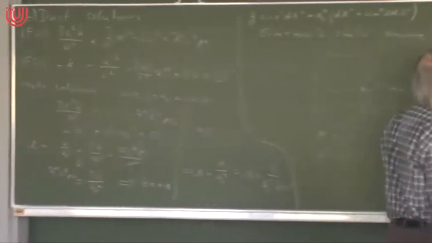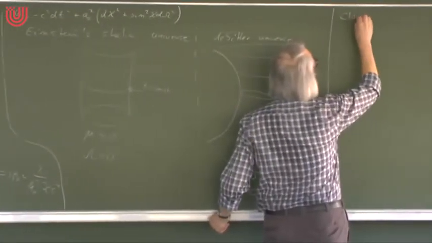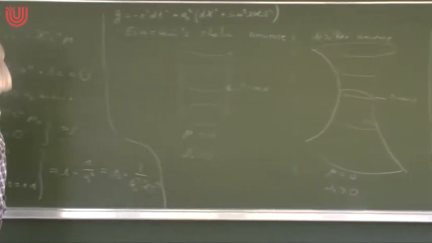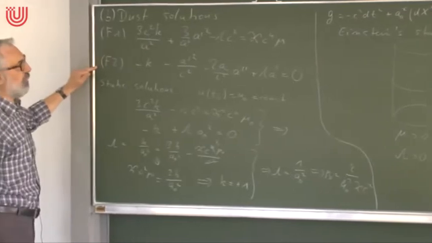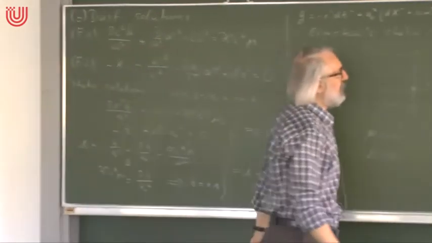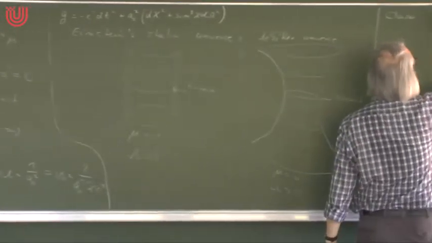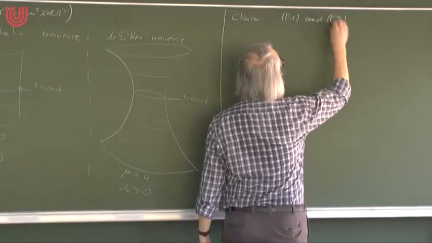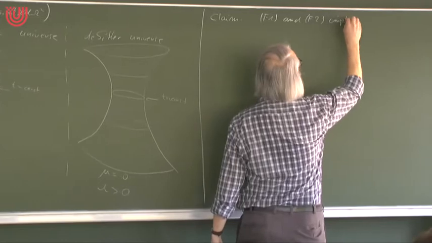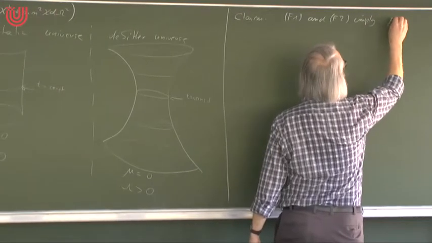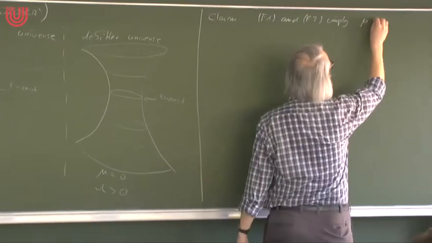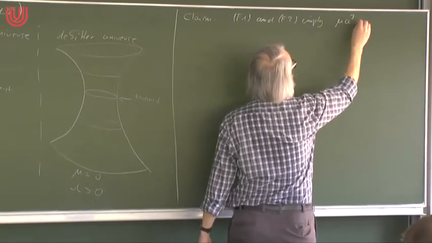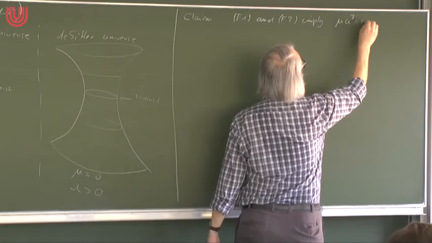And to do this, as an intermediary step, we have to derive from these two equations a conservation law. So my claim is that F1 and F2 together imply that this quantity mu, which is a function of t, times a, which is a function of t, cubed, is a constant.